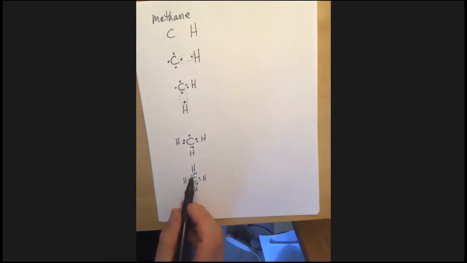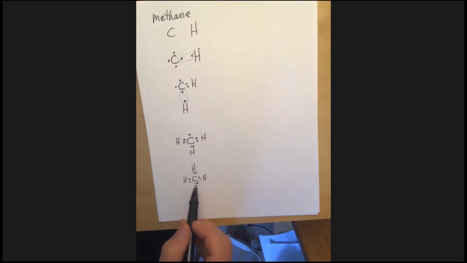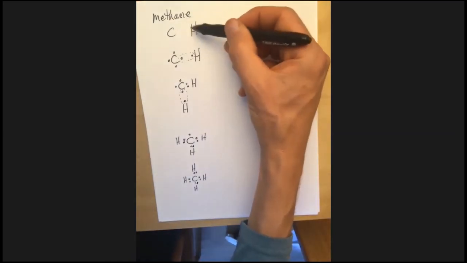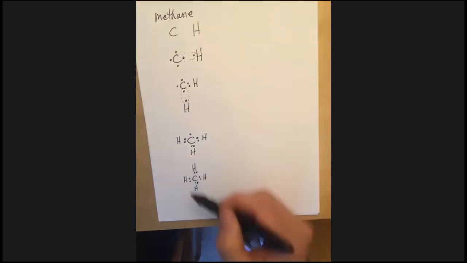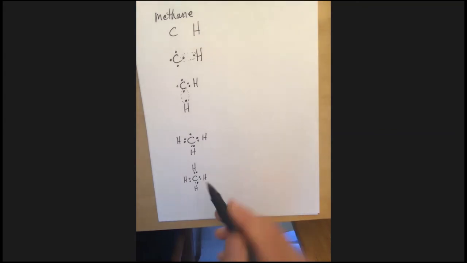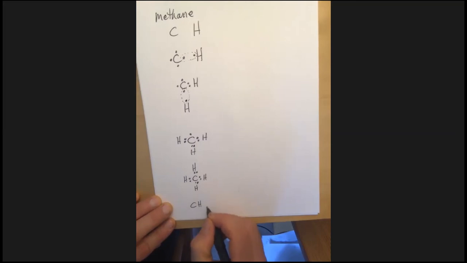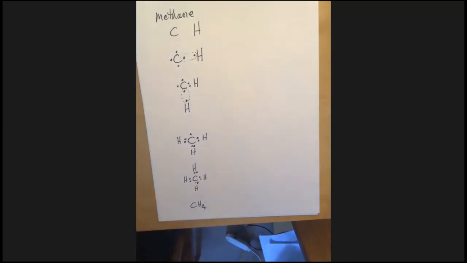I bring in the 4th hydrogen, and now each one of my hydrogens has the right number of electrons, and the carbon has 1, 2, 3, 4, 5, 6, 7, 8. And so if I take 1 carbon and as many hydrogens as I need, it will form methane, CH4. And that's the formula for methane, formed by 4 carbon-hydrogen shared bonds.